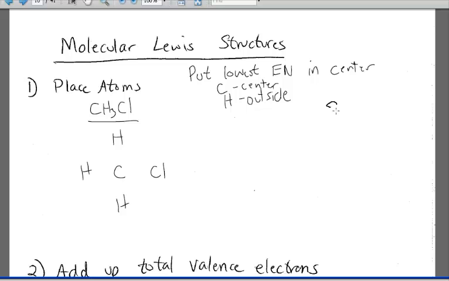And let's do another example while we're at it. SeCl2, so the least electronegative atom would be selenium, not chlorine. So we place our atoms like this.